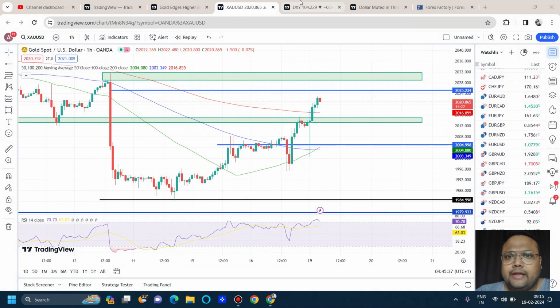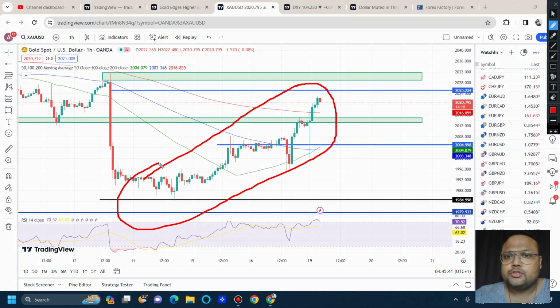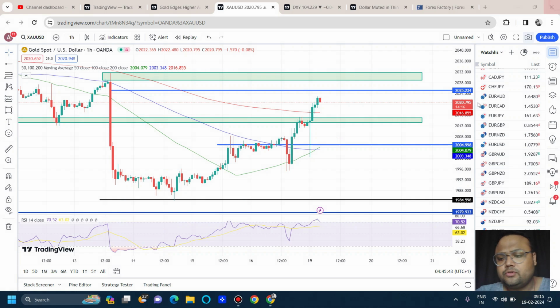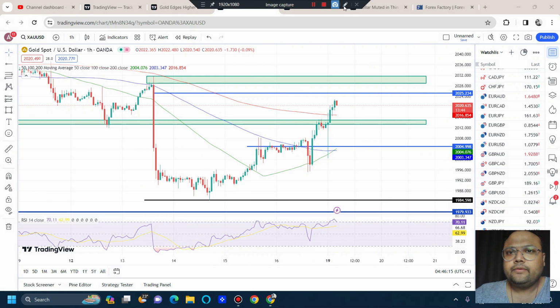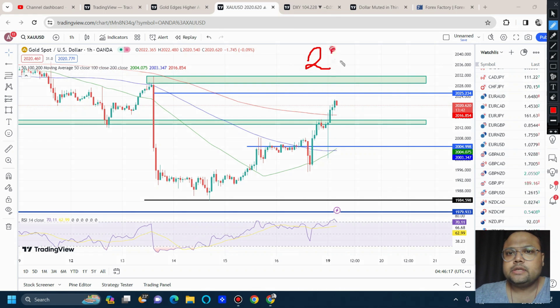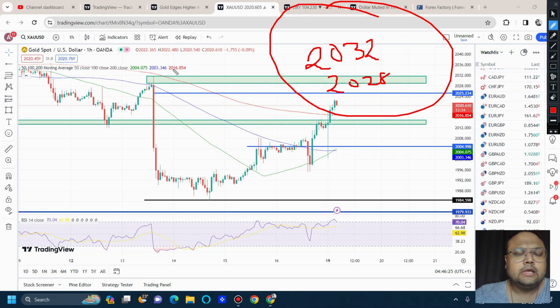So day traders, you can clearly see the trend of the market is up, and there is no doubt about it. The big resistance on the chart of gold is around 2031, or let's make it 2032 to 2028. This is the big resistance. The box here is the level where the world is keeping an eye.